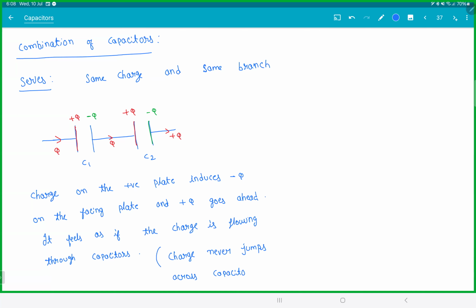If someone asks you this question, how much charge is flowing between the plates? Zero. The charge will never flow through that. It is just our illusion. It gives you a feeling as if it is going. I hope this part is clear, everyone. This is how charge goes through capacitors.